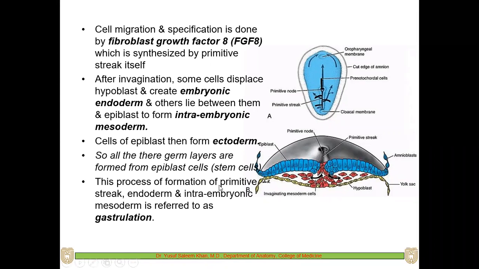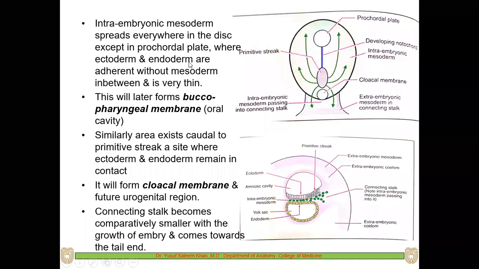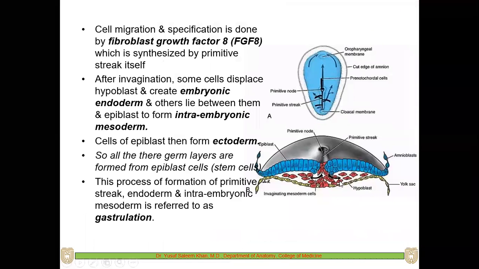This process of formation of the primitive streak, endoderm and intra-embryonic mesoderm is referred to as gastrulation. This formation of the three-layered structure of the embryo is called gastrulation. The intra-embryonic mesoderm spreads everywhere in the disc except in the procaudal plate, where the ectoderm and endoderm are adherent without the mesoderm in between. If you see here, the mesoderm will be spreading everywhere.